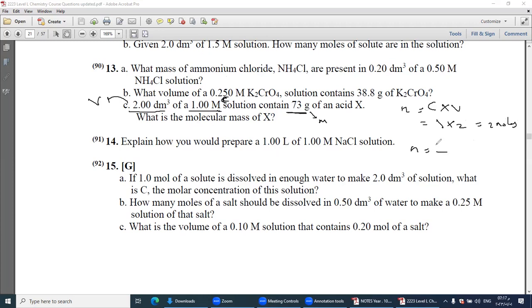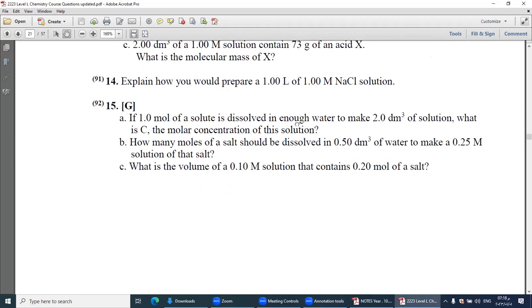After that, what is the molar mass? Number of moles is equal to mass over molar mass. So molar mass is equal to mass over number of moles, by cross multiplication. Mass is 73, number of moles is 2, so the molar mass equals 36.5. Of course we are allowed to round the number, so here it is 37 grams.